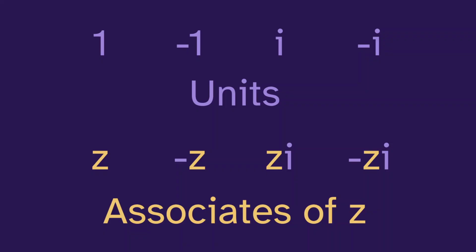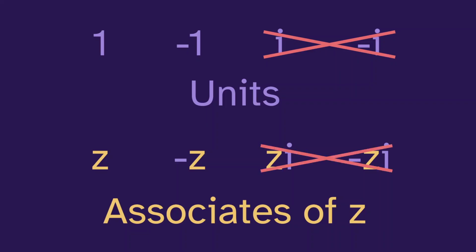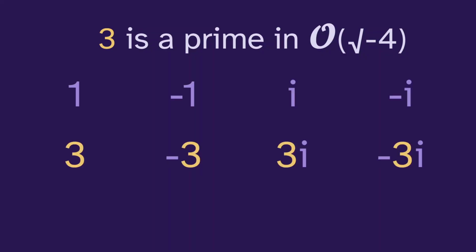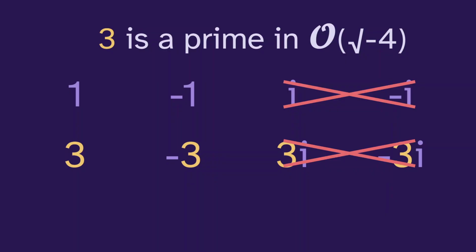In the Gaussian integers, every number had these 8 factors, but i and negative i are not in O root negative 4. They have an odd imaginary coefficient, and that means that these two numbers are no longer associates of z. So in O root negative 4, our minimum divisors is 4, the units 1 and negative 1, and the associates z and negative z. Now we see that 3 is a prime in O root negative 4. It was a Gaussian prime and it remains a prime. These were its factors. We no longer have i or negative i, and we no longer have 3i or negative 3i. So it still has the minimum.